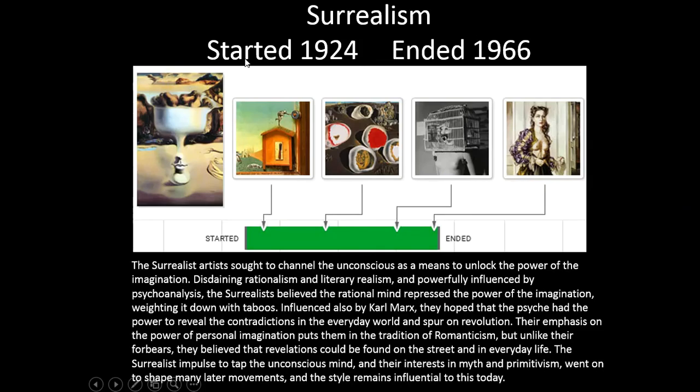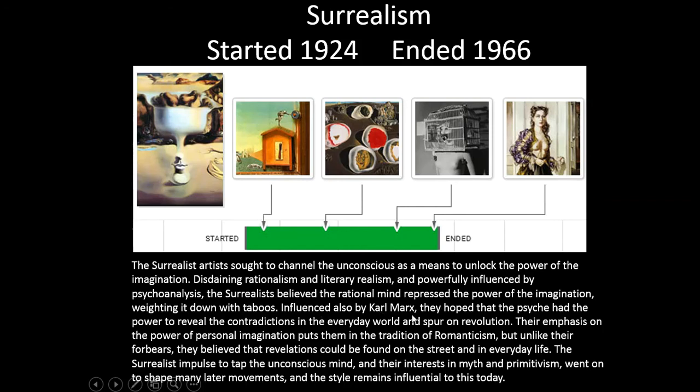Surrealism, starting about 1924, ending around 1966. The Surrealist artists sought to channel the unconscious as a means to unlock the power of the imagination. Disdaining rationalism and literary realism and powerfully influenced by psychoanalysts, the Surrealists believed the rational mind repressed the power of the imagination, weighing it down with taboos.